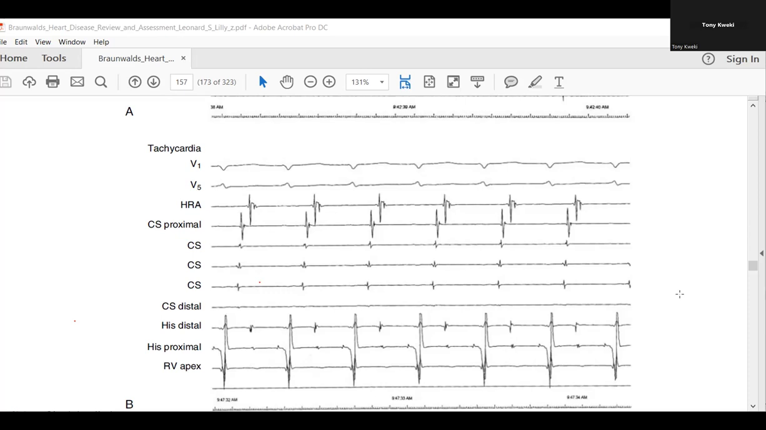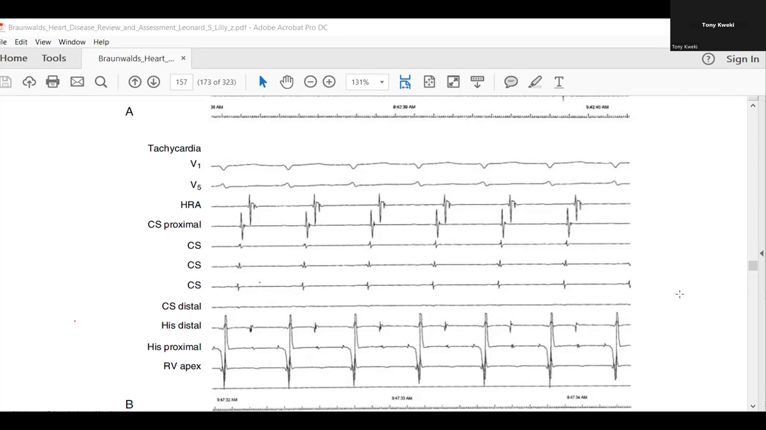So that is what is pointing to it, because we are seeing that when the tachycardia is happening, rather than the HRA and the proximal CS depolarizing before the QRS complex, they seem to depolarize after the QRS complex. And that's a pointer to the fact that it's very possible there is an accessory pathway.